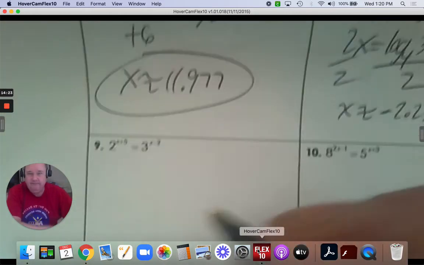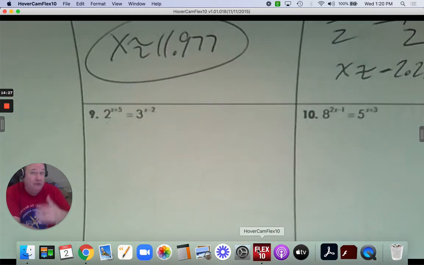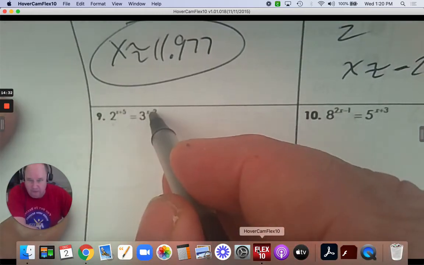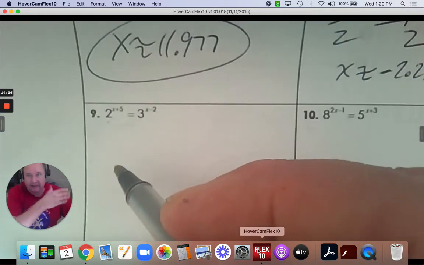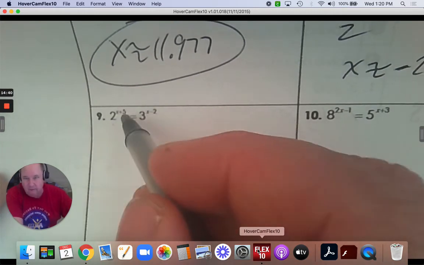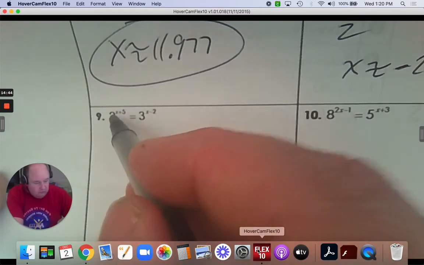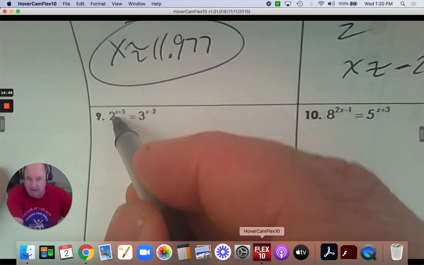Number 9. This one, clearly you cannot make the bases the same. This is the next level of difficulty. So we have variables on both sides and exponents on both sides. You have to make a choice. And I'm telling you, the choice should be to pick the exponent that's more complicated, and we're going to change that to a logarithm. So the more complicated one here, they're both pretty equal. I'm going to pick and make a choice.